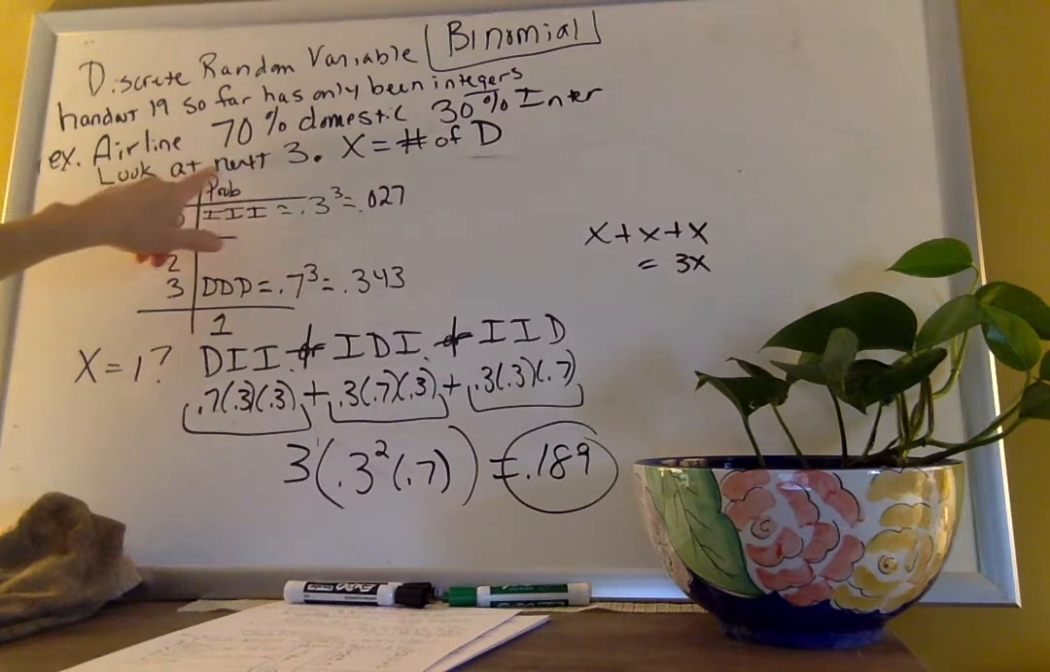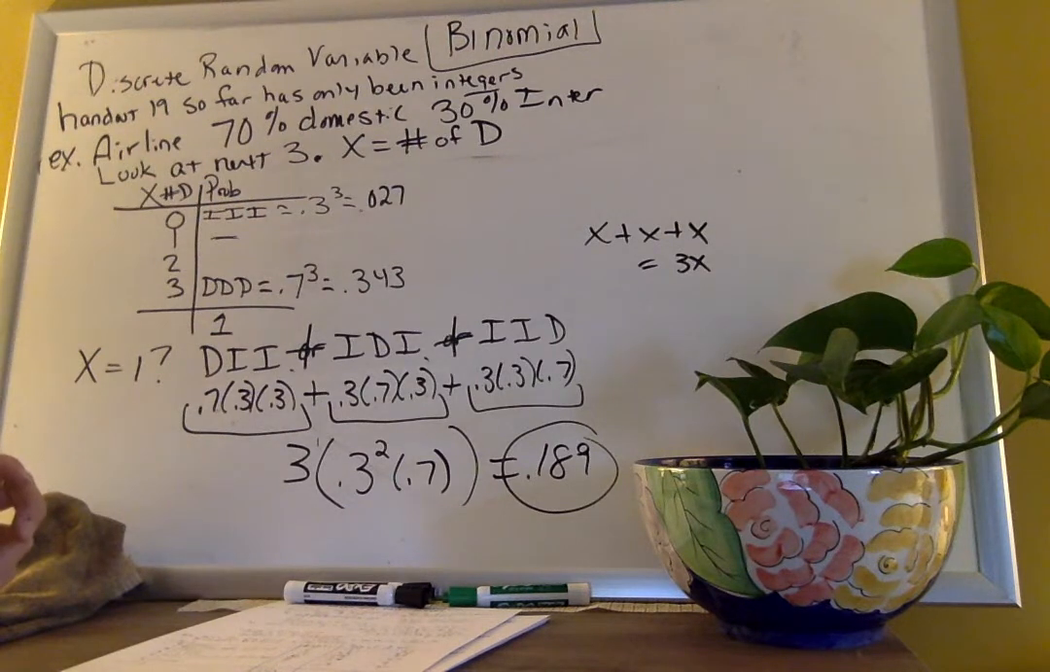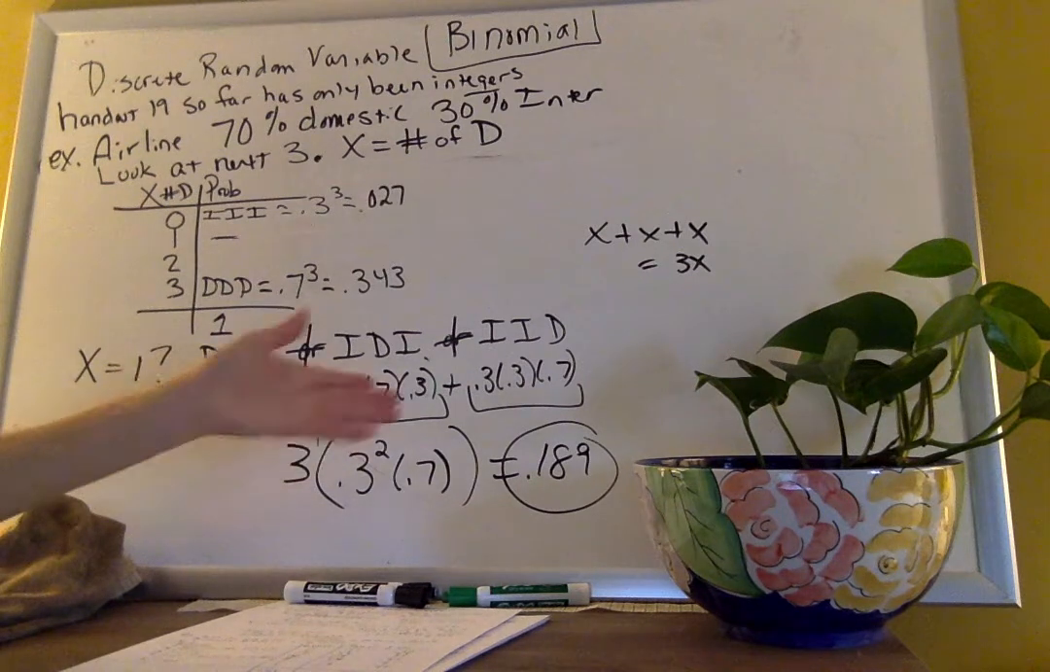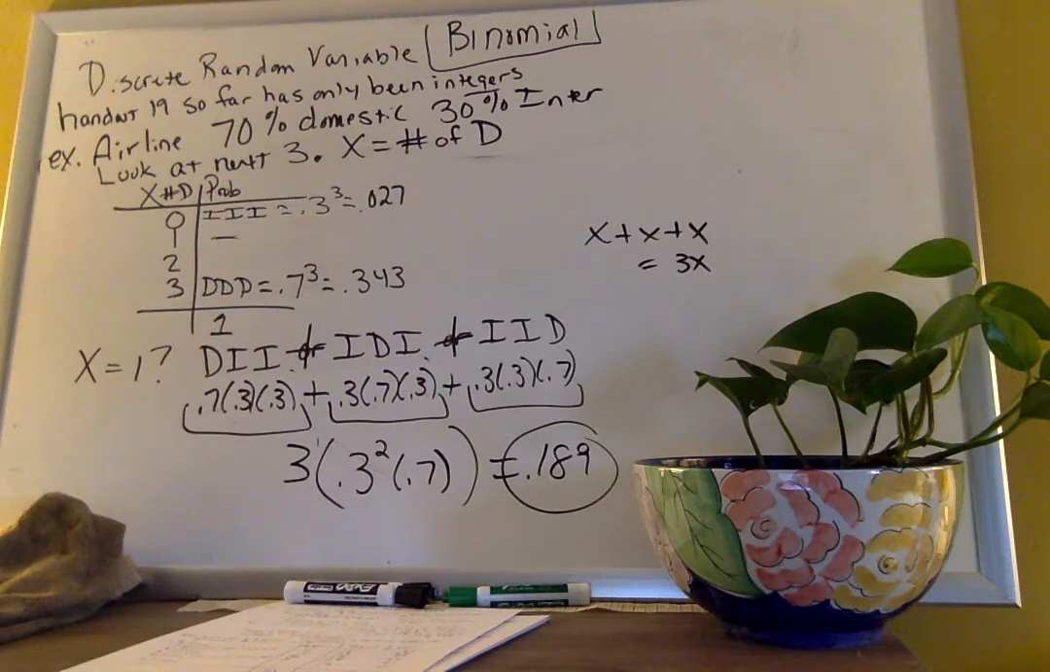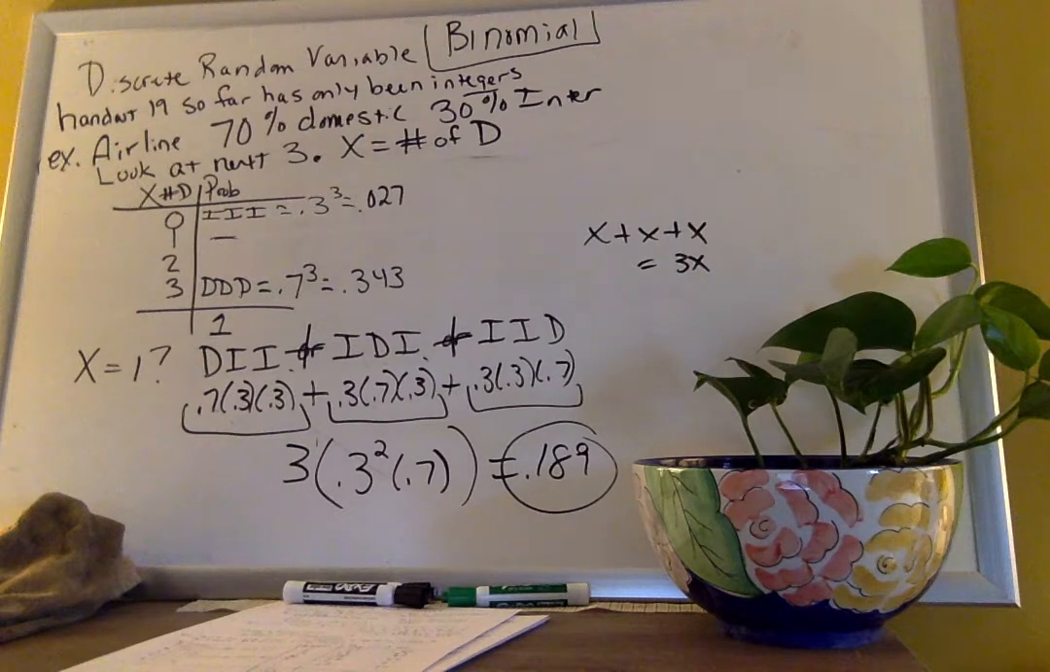What about if I had asked you to look at the next 30 flights, and then we were wondering x equals 12? You're not about to go off to the side of your paper and figure out how many ways to put 12 D's and 18 I's, right? You're not going to go off to the side of your paper and figure out how many ways to grab 12 flights out of the 30 to designate those as domestic. And I've just foreshadowed where we're going with this.